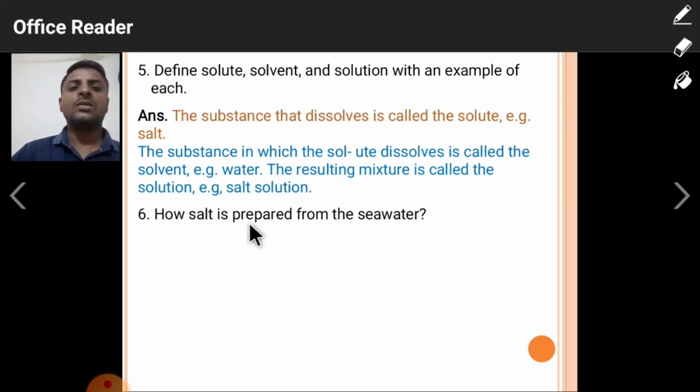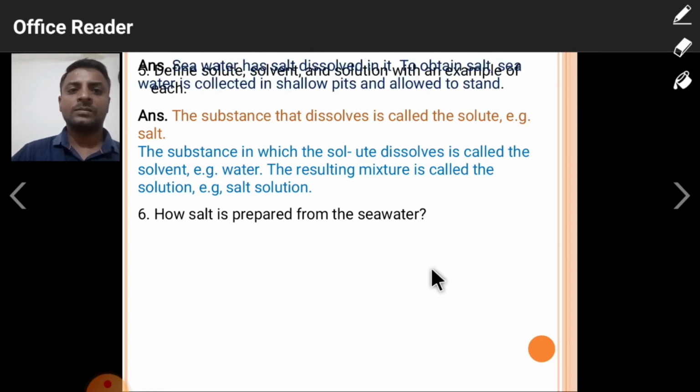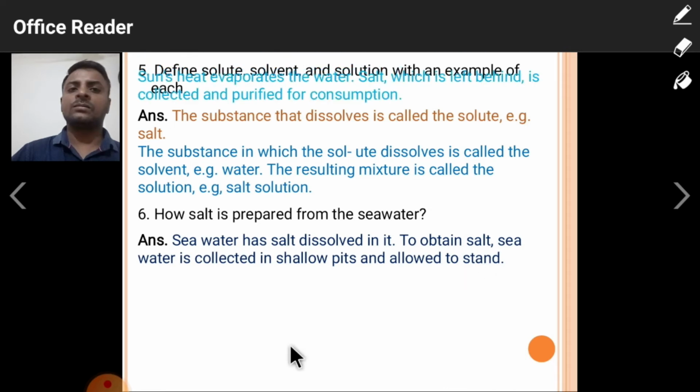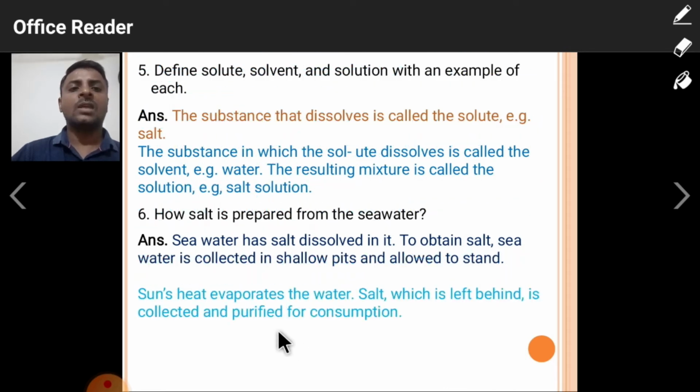Let's see the next question. How is salt prepared from seawater? Easily we can give the one word answer, by the process of evaporation, but we have to explain the answer. Seawater has salt dissolved in it. To obtain salt, seawater is collected in a shallow pit and allowed to stand. The sun's heat evaporates the water. The salt which is left behind is collected and purified for consumption.